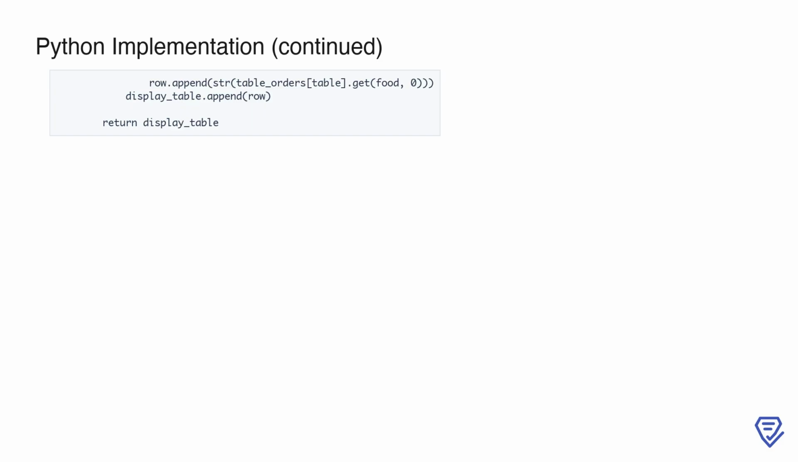Once the row is complete, we add it to the display_table. After processing all the tables, the display_table list contains the fully constructed output, with the header row followed by one row for each table, in ascending order of table numbers. Finally, we return this display_table as the result, which satisfies the problem requirements.